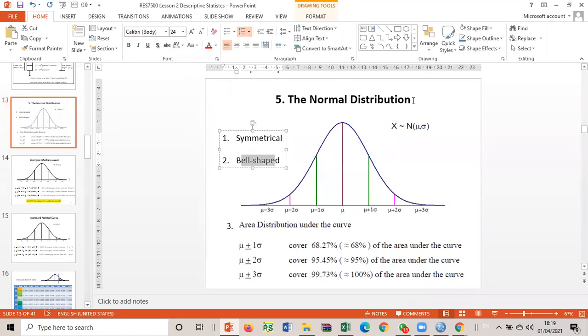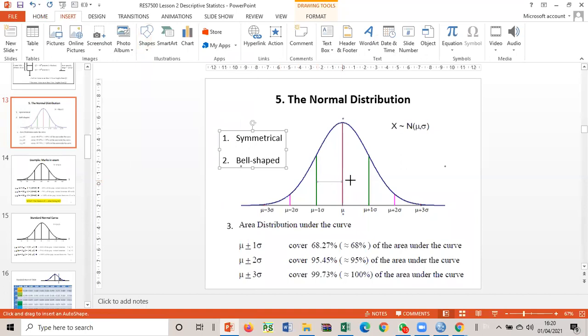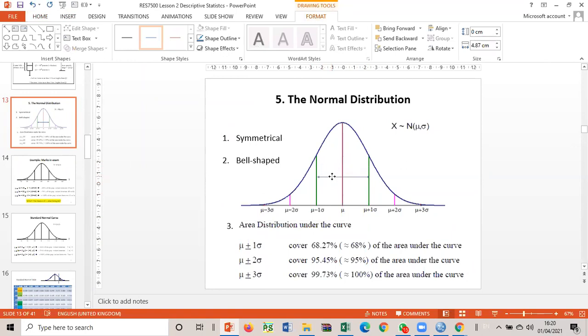The graph must be bell-shaped. Still not enough. We partition the area under the curve by the mean and standard deviation. The mu is the mean. Sigma is the standard deviation. We partition the whole curve. This is the mean plus or minus 1 standard deviation, between the green lines. The area under the curve must be about 68%.